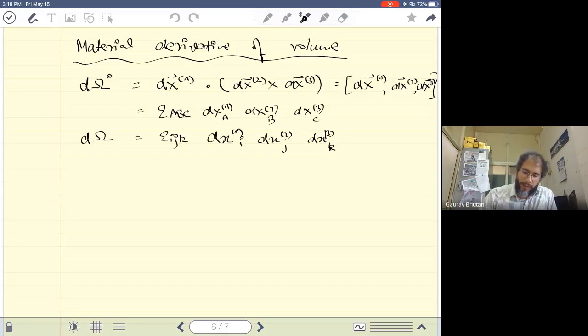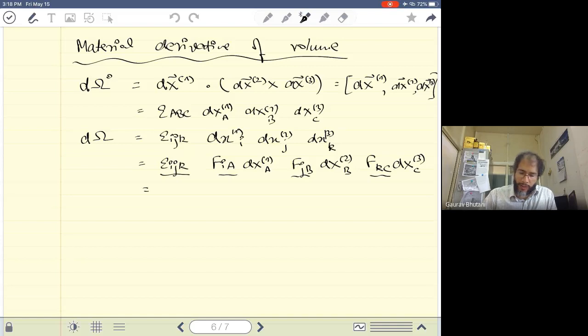Again, it's a very similar exercise. We can write d small xi as F ia dXa. Similarly, we can write d small x2j as F jb dX2b, and the third one becomes F kc dX3c. So again we have epsilon ijk F ia F jb F kc. Now the same relation that we had shown earlier: this is epsilon abc times the Jacobian, that's the determinant of F, and then you have dX1a dX2b dX3c.